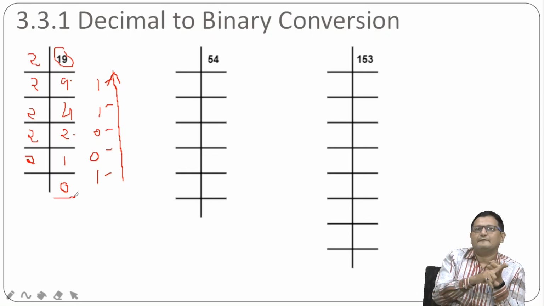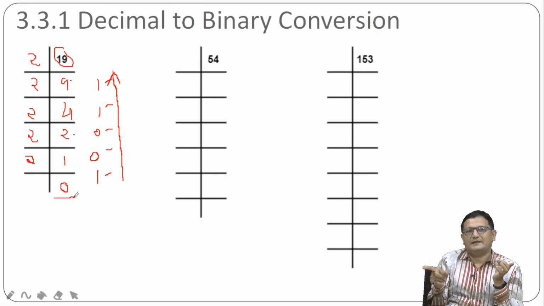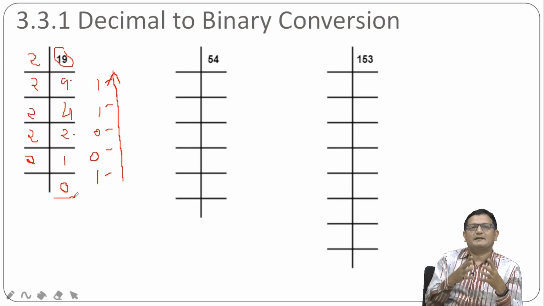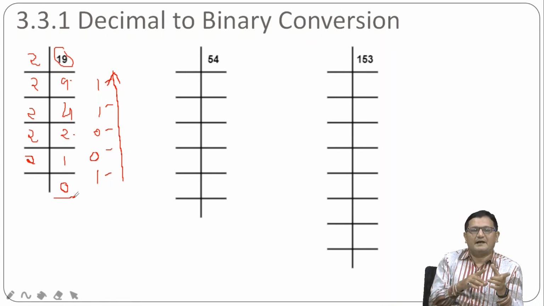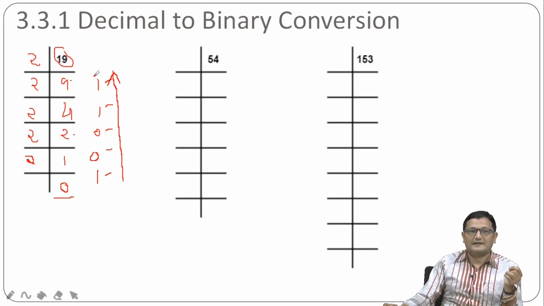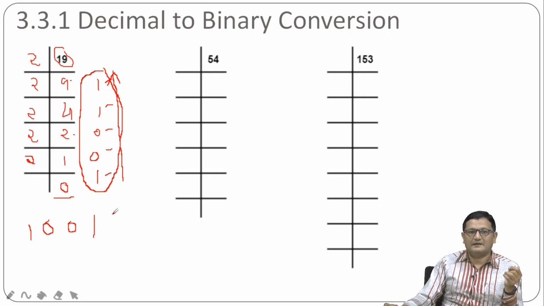Because you are converting a decimal number into binary, think about what the base of binary is. It is 2. So whenever a decimal number is given and you want to convert it into binary, you just need to divide that number by 2, collect all the remainders, and afterwards write all the remainders in reverse order, like this: first 1, then 0, again 0, then 1 and 1. This is the binary of 19.